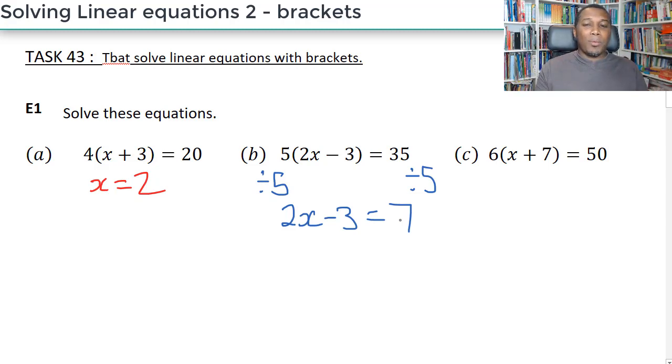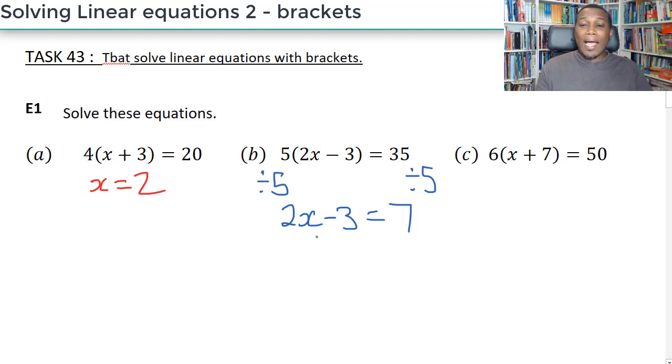And that's what I want to get through, that there are cases when you don't need to worry about expanding the bracket. If you do the division first, divide both sides by the expression outside of the bracket, the term outside the bracket, in this case 5, brackets are gone. Now we just have 2x take away 3 equals 7.